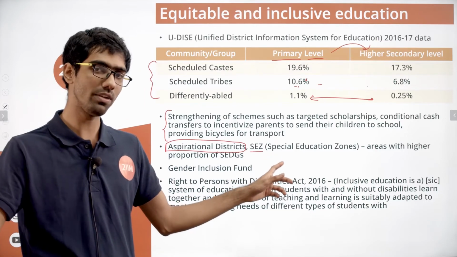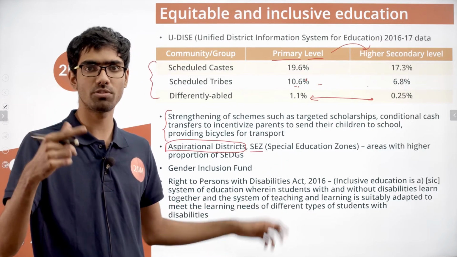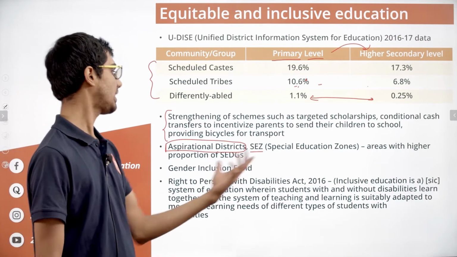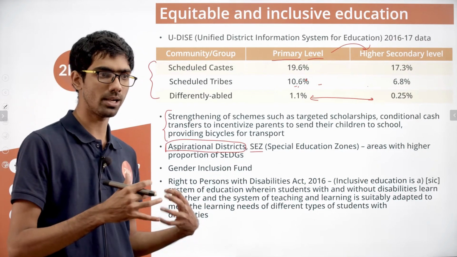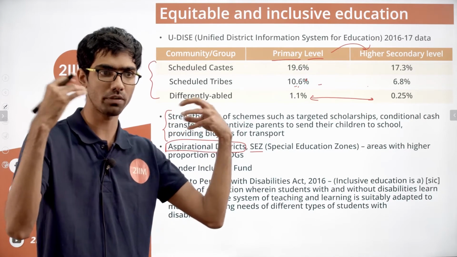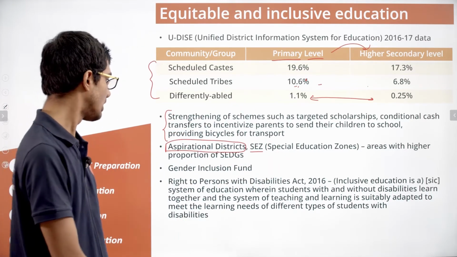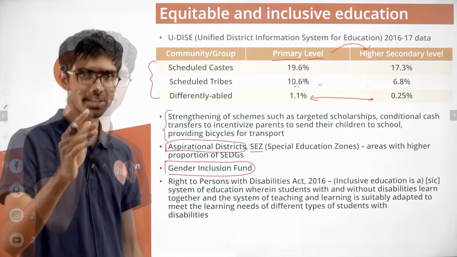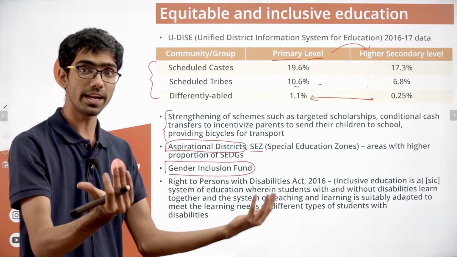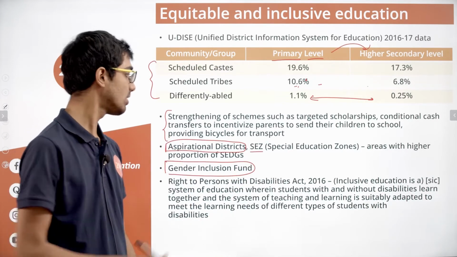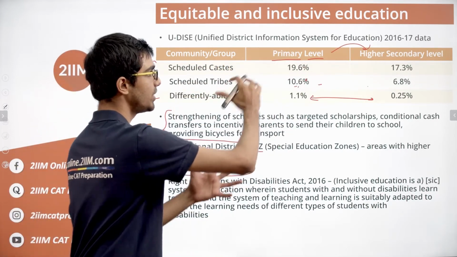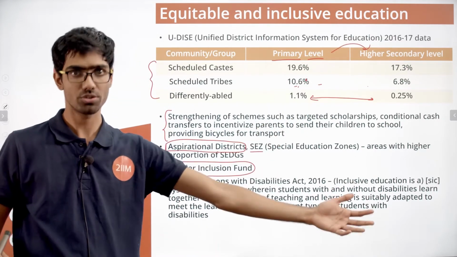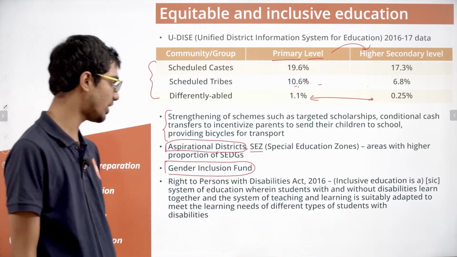SEZ usually makes us think of special economic zones, but now SEZs also mean special education zones. Areas with a higher proportion of SEDGs will be given special incentives to develop the schooling ecosystem. There is going to be a gender inclusion fund. This is specifically allotted for girls and transgenders to make sure the rate of dropout is reduced, because the policy states that within this gap itself, the gap is higher for girls than for boys. So that gets addressed with the gender inclusion fund.